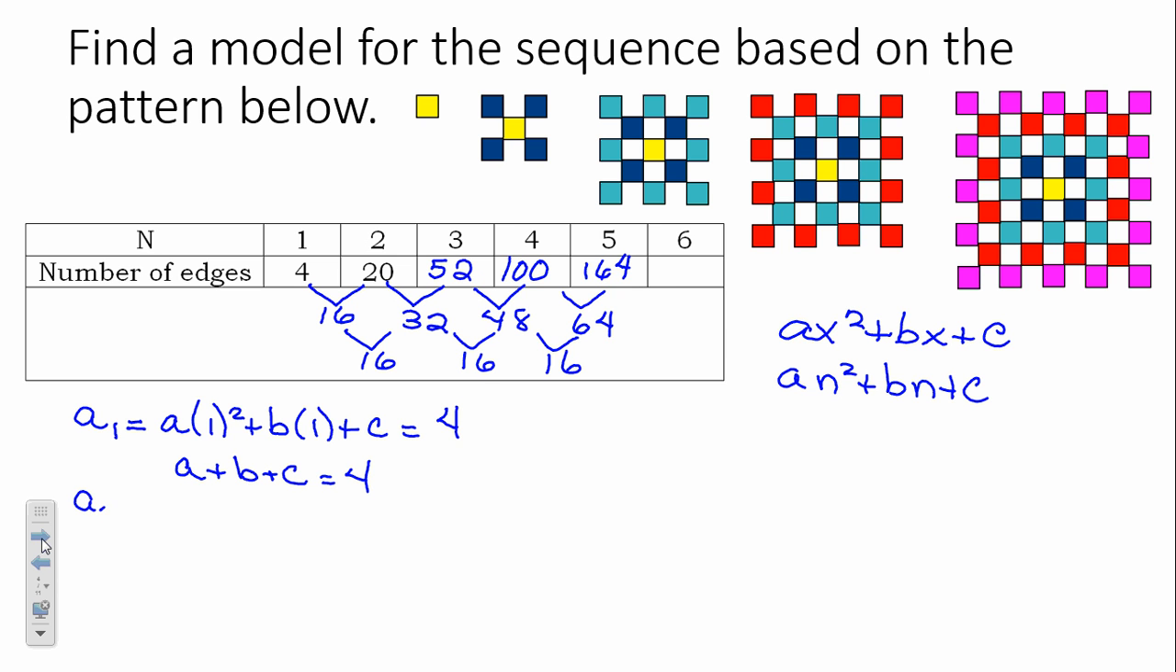A sub 2. When n is 2, that means I have an a times 2 squared plus b times 2 plus c, and it's equal to 20. So 4a plus 2b plus c equals 20. Two equations, still 3 unknowns. So what do I have to do? I want to solve for a, b, and c. Do I need a third equation?